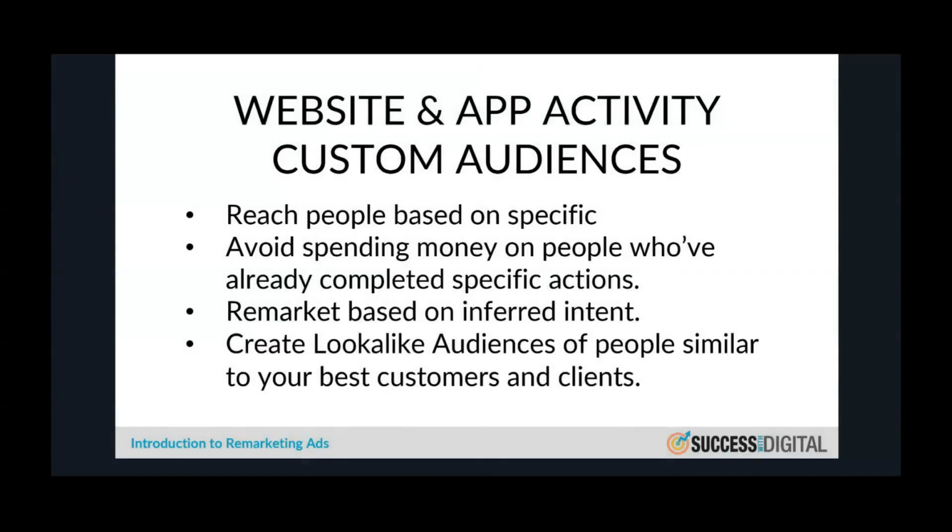For website and app activity, there's a few things that you can make audiences based off of. You can reach people based on specific pages that they visited. You can also avoid spending money on people who've already completed specific actions. If you're selling a yoga class and you already know that certain people bought passes, you can exclude them by creating audiences specifically for people that have purchased.